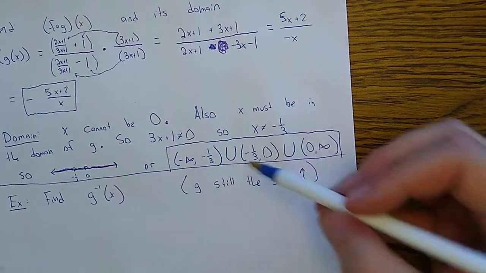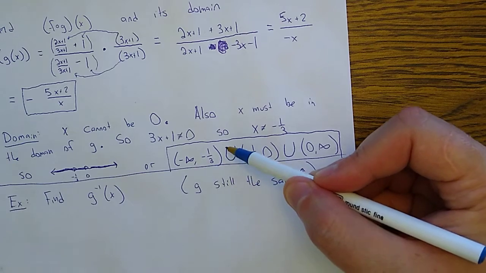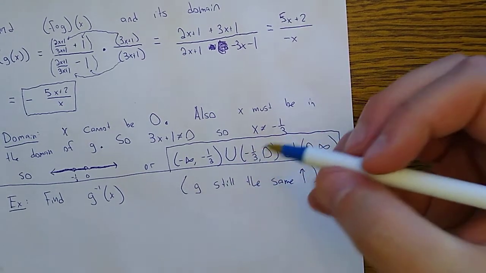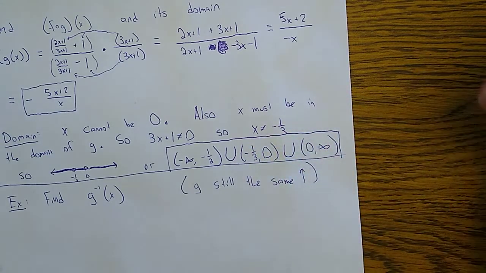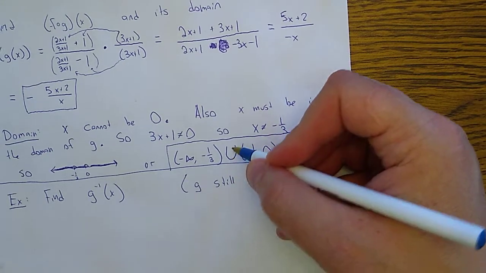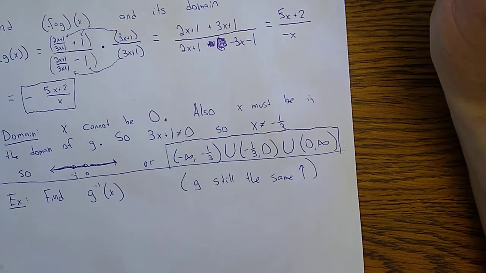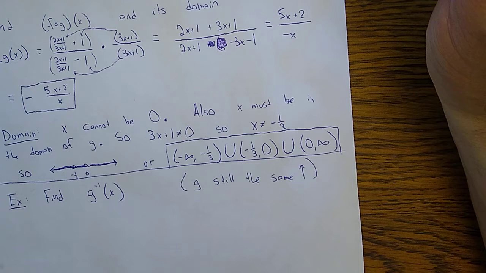And by the way, this U is a union symbol. You'll see that in the book, and you'll see a lot of mathematicians use that. When you enter your answer in the online homework, you can just put a comma instead of this U. It seems to accept that. So that's how you should enter your answer.